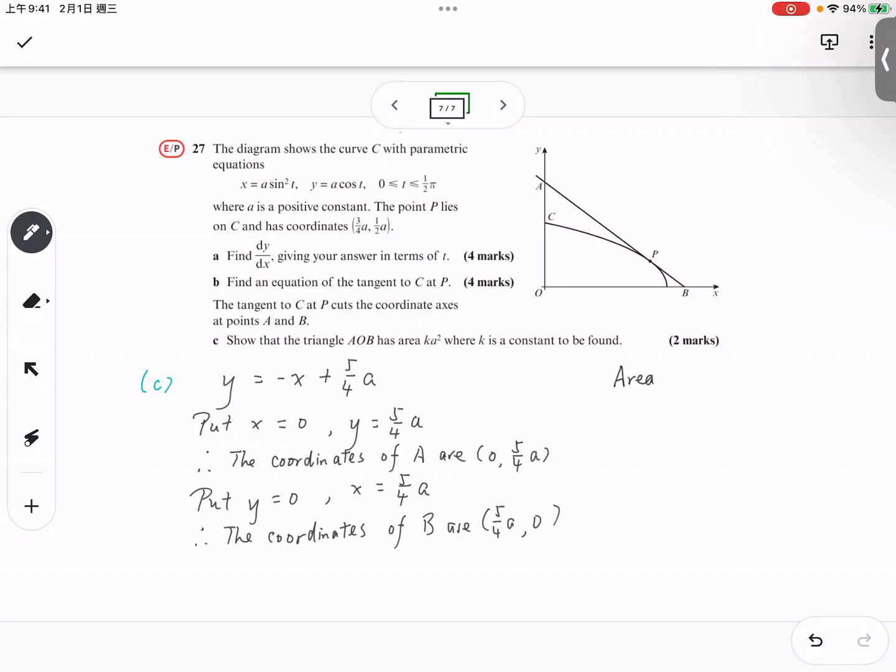Okay, area of triangle AOB. So what we have is that we would use 1/2 times 5 over 4a minus 0, because this is the length of OB, and also the height OA, that is 5 over 4a minus 0. So what you can have is that this is 25 over 32a². So we can say k is equal to 25 over 32. So you solve it and find the area of this one.